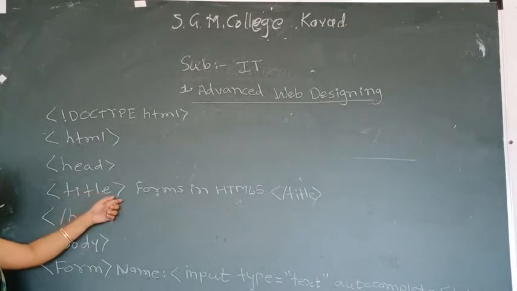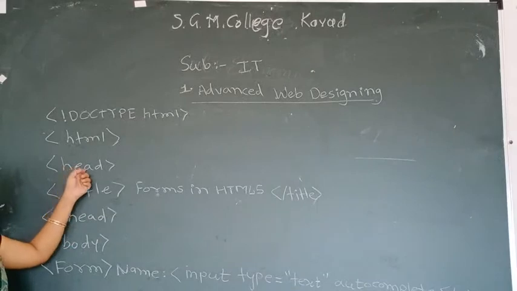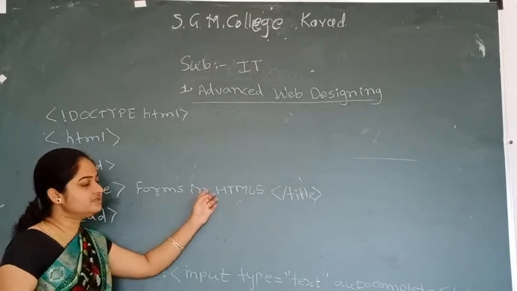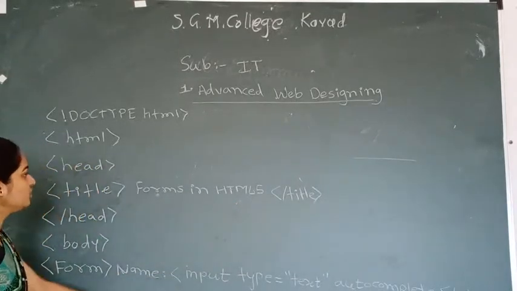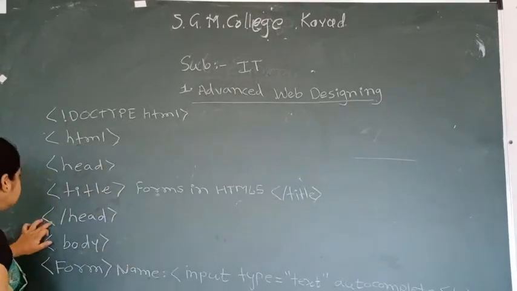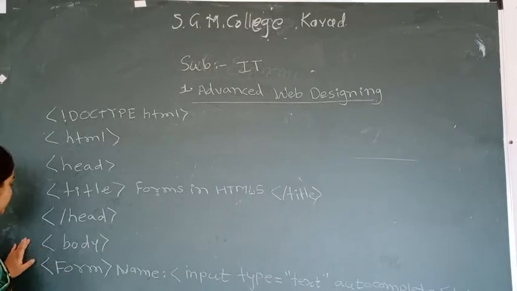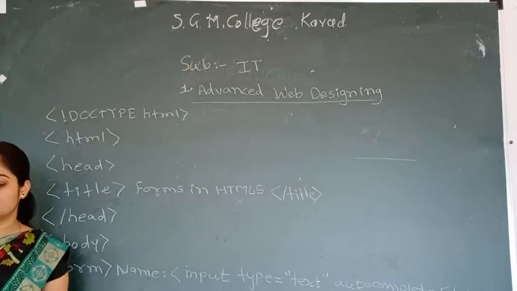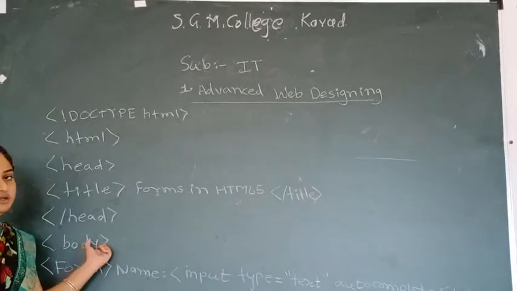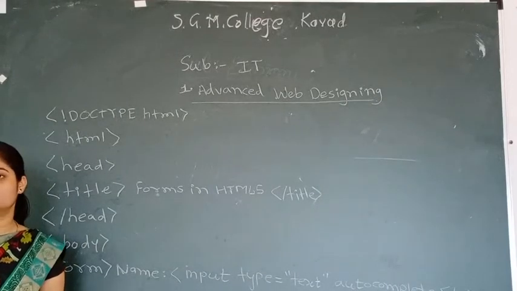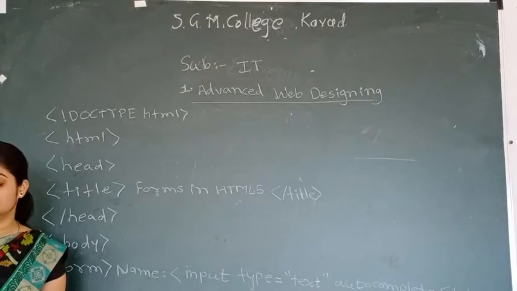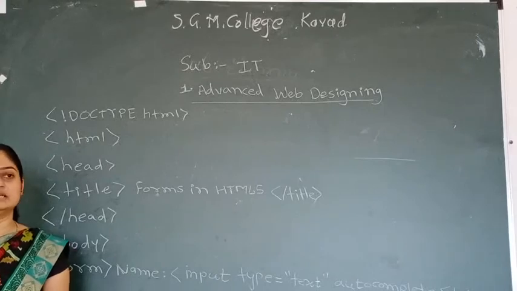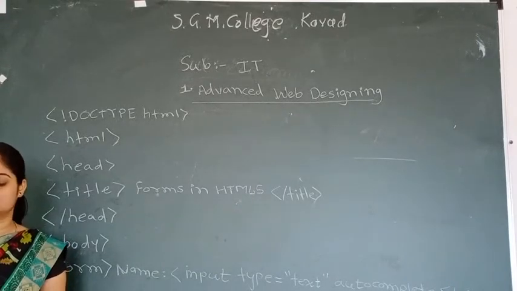Then the title tag is enclosed within the head section. Here I am giving the title Forms in HTML. Close the title tag, then close the head tag. The next line is the body tag. The body element defines the document's body, and it is a container for all the visible contents such as headings, paragraphs, images, hyperlinks, tables, lists, etc.